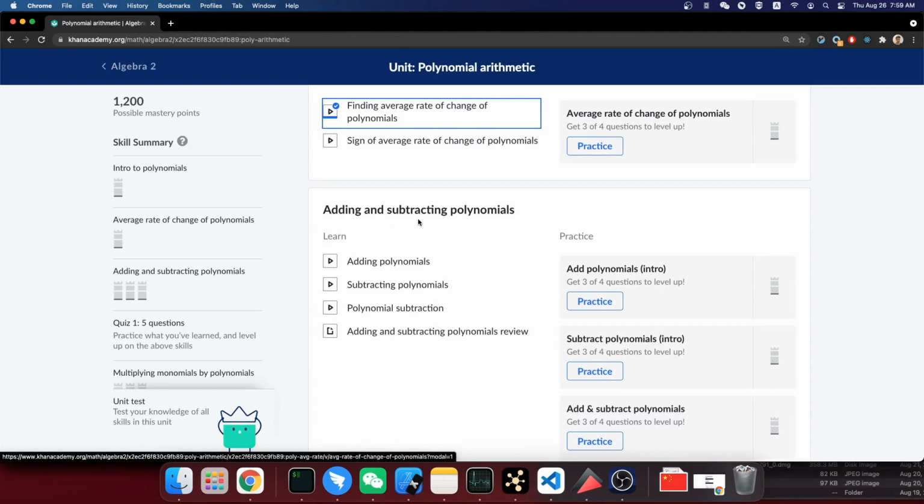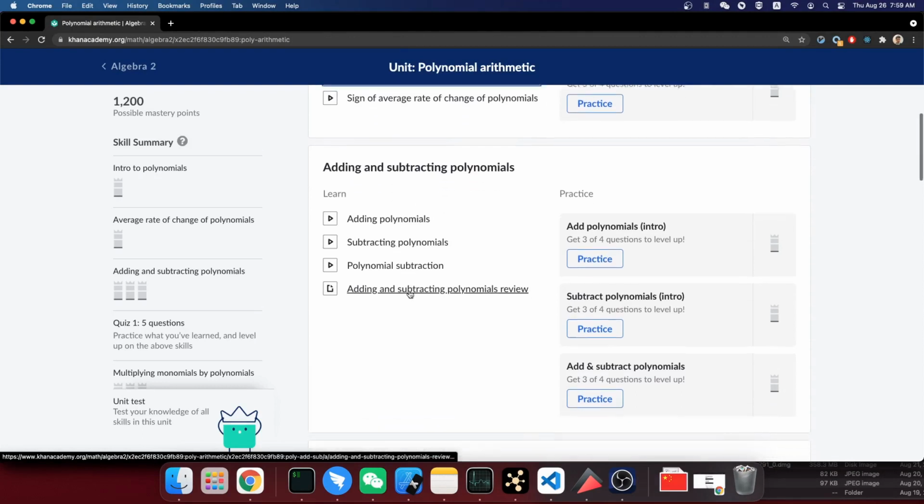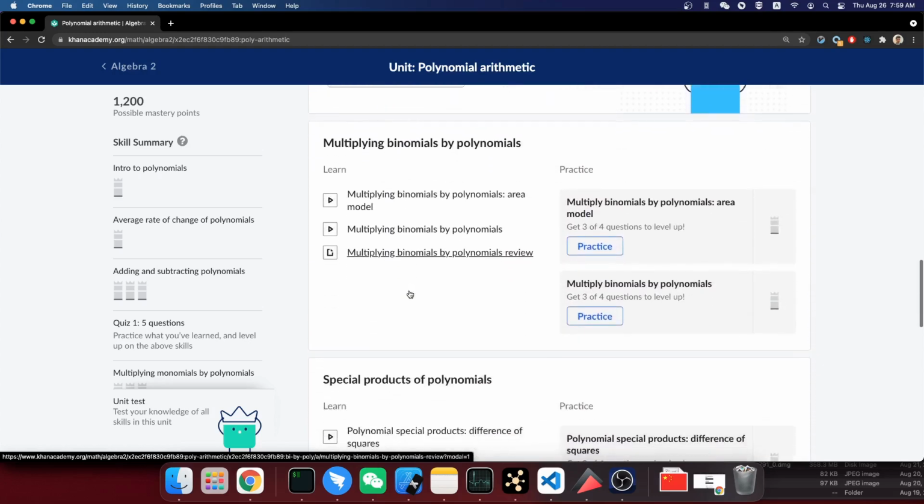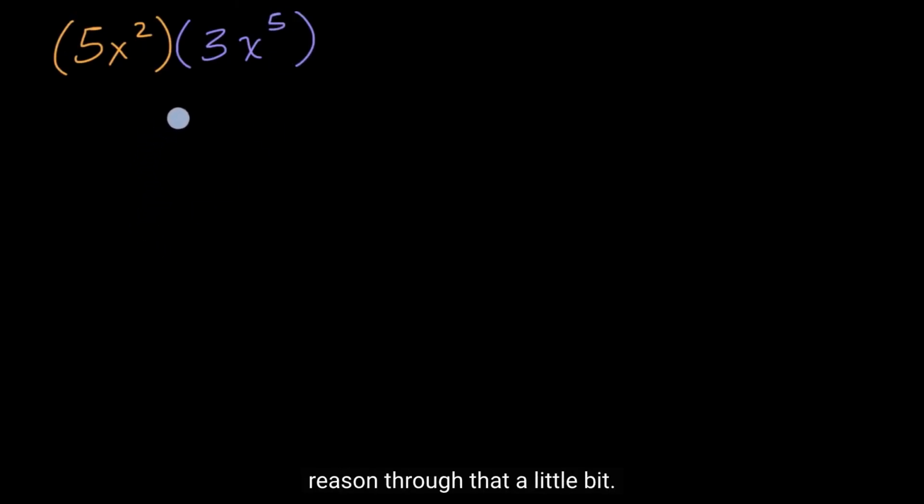Adding and subtracting polynomials. They're just basic kind of stuff, right? So, let's say, what do we want to do? Let's have a look at this one. Let's say that we wanted to multiply 5x squared and, I'll do this in purple, 3x to the fifth. What would this equal? Pause this video and see if you can reason through that a little bit.